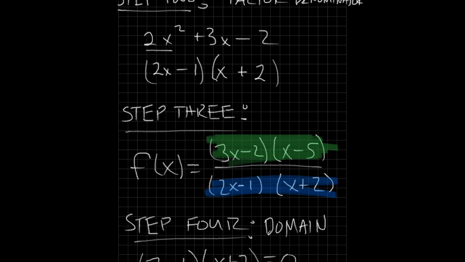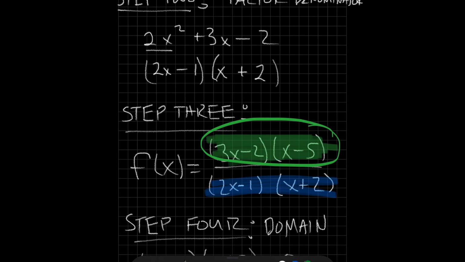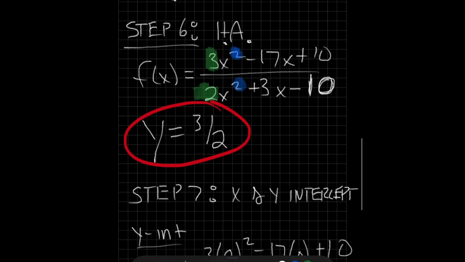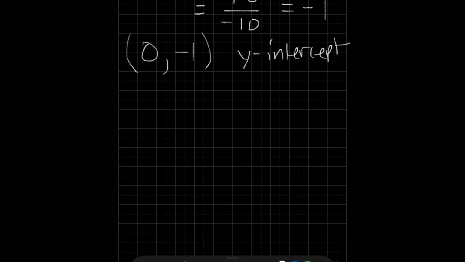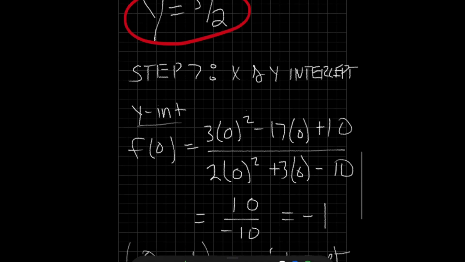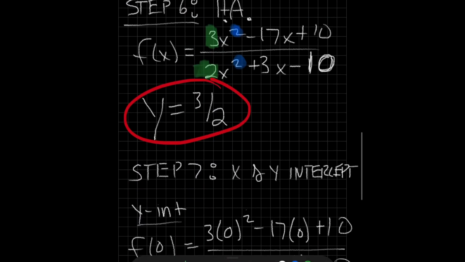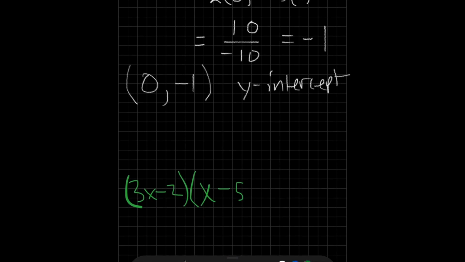Now we should find our x-intercepts. For that, it's actually easier to use this factored form. To find your x-intercepts, you're going to take your numerator and set that equal to 0. So we're going to take (3x - 2)(x - 5) and set that equal to 0. Oh, I already forgot what it was. Got to double check. What's my numerator again? x - 5. Phew. And we're going to set this equal to 0. And this is going to give us our x-intercepts.